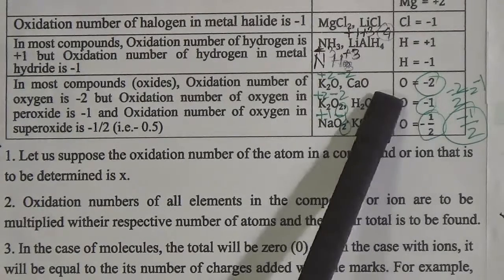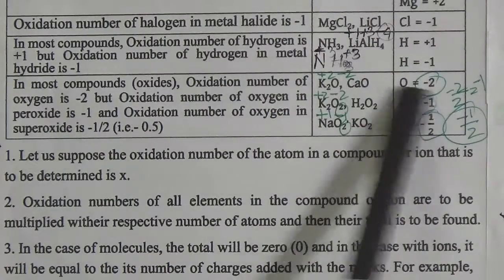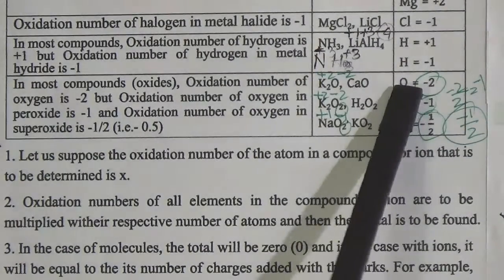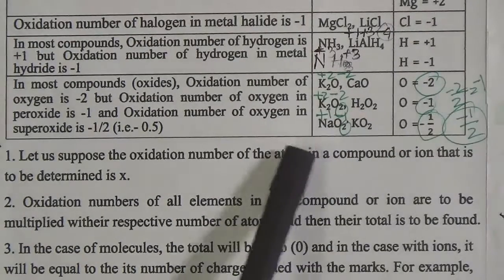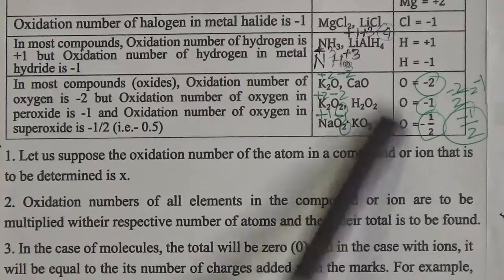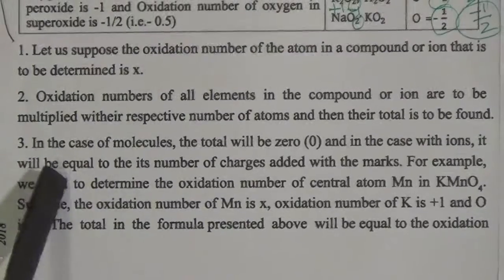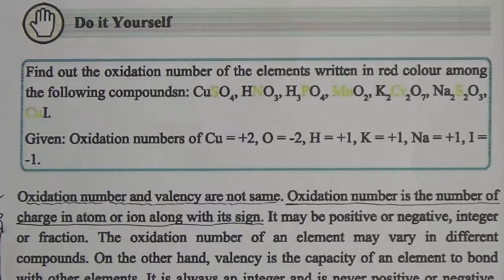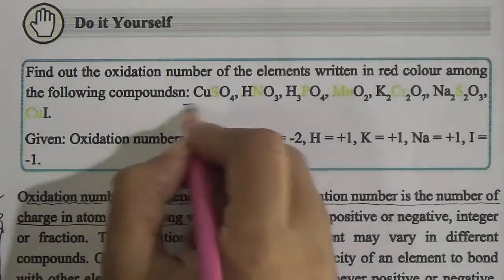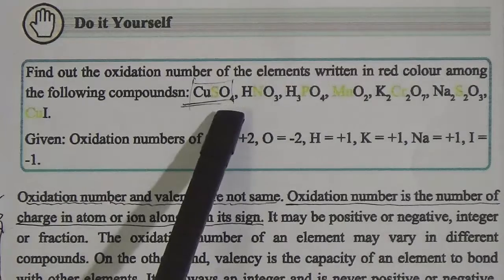In oxide the oxidation number of oxygen is -2. Not only in oxide, in most cases the oxidation number of oxygen is -2, but in peroxide it is -1, and in superoxide it is -half. These rules are also written again here, and in your book there is a task where we have to find the oxidation number of the middle element of compounds. That is, if there are 3 elements, we have to find the middle one's oxidation number.